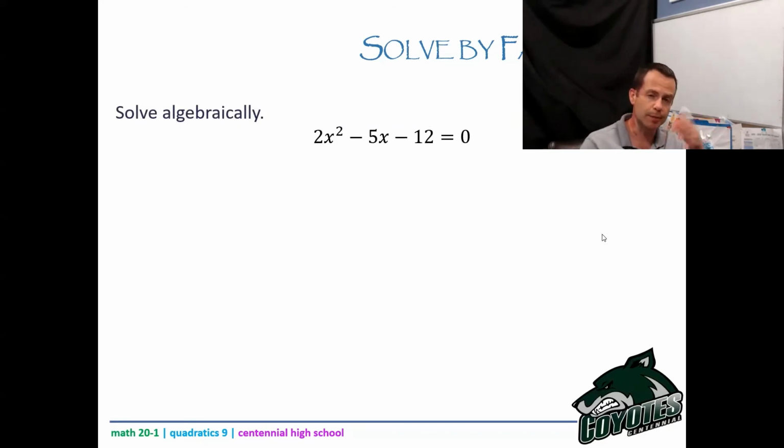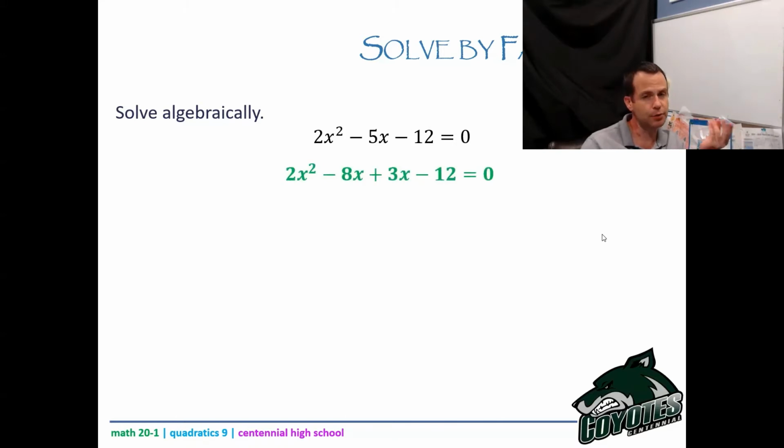I'm looking for two numbers that multiply together to give me negative 24 and add together to give me negative 8. That would be negative, I'm sorry, I was thinking about the answer. Add together to give me negative 5, sorry. That would be negative 8 and positive 3. So I split my negative 5x into negative 8x and positive 3x.